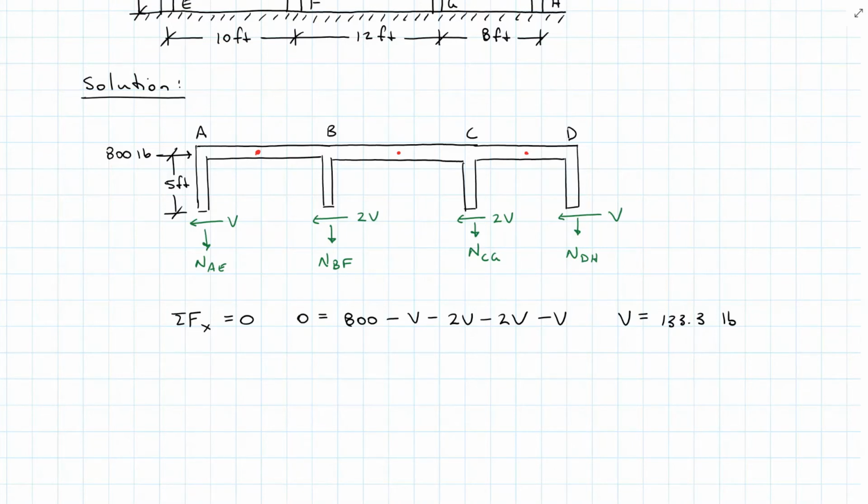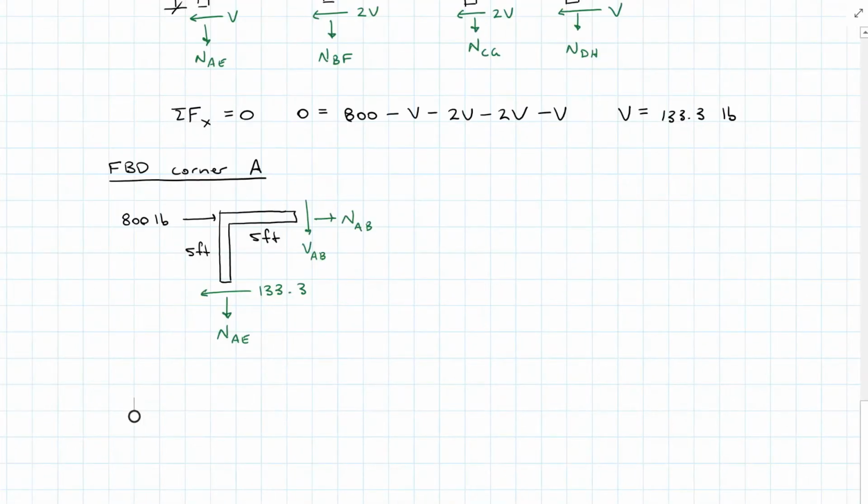I can just go straight to shear and normal, and it makes for an easier free body diagram. So starting with corner A, my width and my height for corner A are both 5 feet to that 0 moment center distance, because I've got a height of 10 feet and a width of 10 feet from A to B. I've got my 133 pounds that we found for the shear, and I'm looking for the internal shear AB and the internal normal force AB.